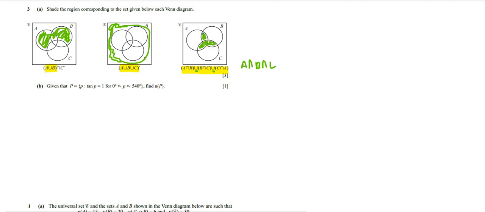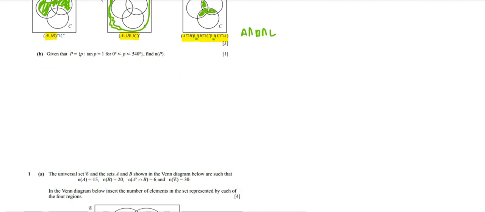So it's this whole region over here that we're looking for. Okay. Now given that P, the set P is such that tan P is equal to 1 for 0 degrees to 540 degrees, it asks us to find the number of P's, and this is for 1 mark. Okay. I hope you know your basic trigonometry. If not, you might want to just brush up on your trigonometry before you attempt this question.